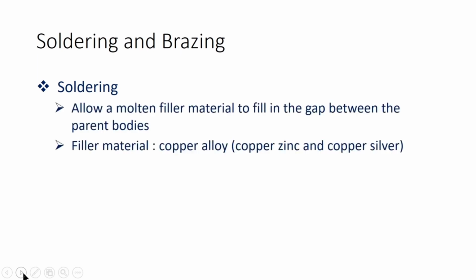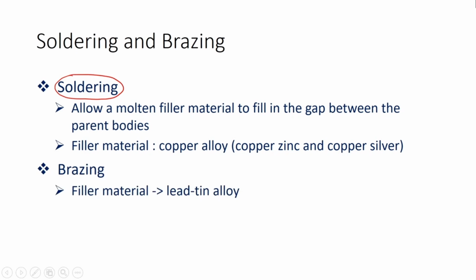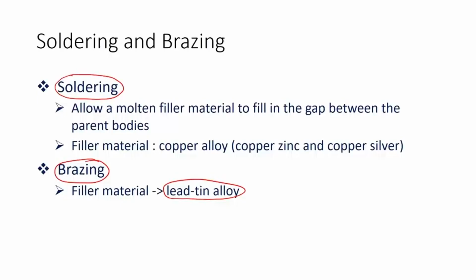When we use copper based alloys as filler materials to fill the gap between the parent bodies, that process is called the soldering operation. And if we use lead tin alloy to carry out the heterogeneous welding operation, that process is called the brazing operation. The temperature range of soldering and brazing is less than the arc welding process. We are working at lower ranges during soldering and brazing operations.